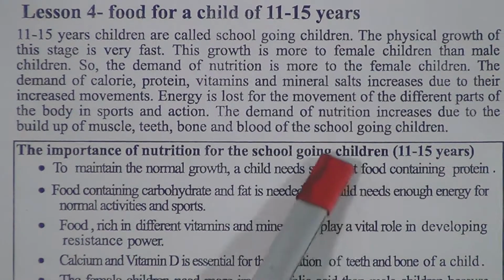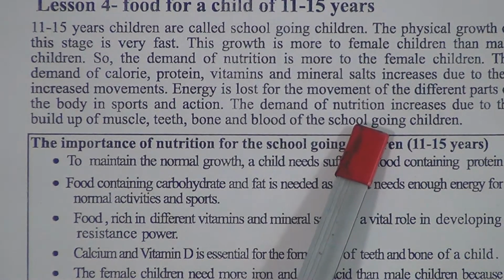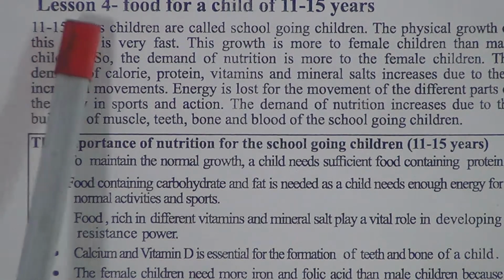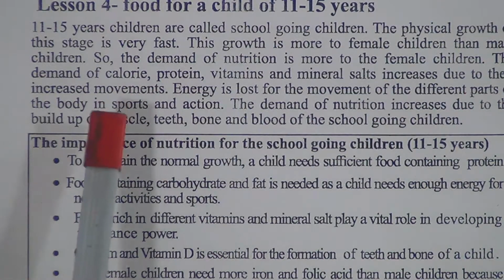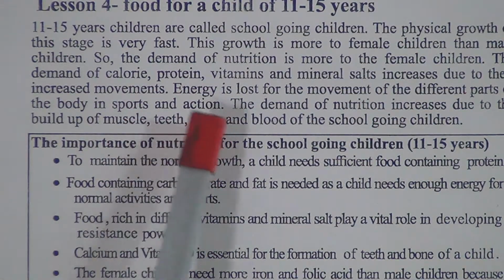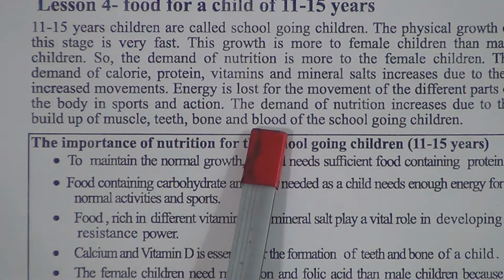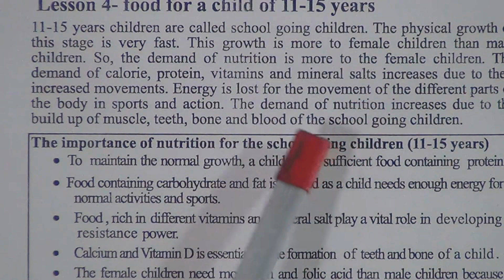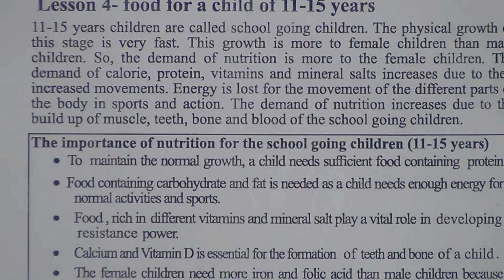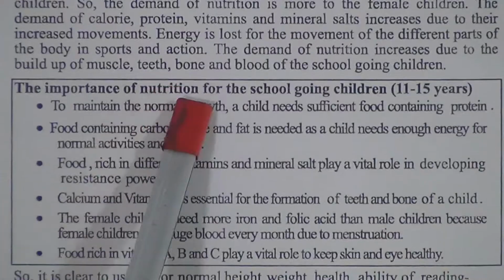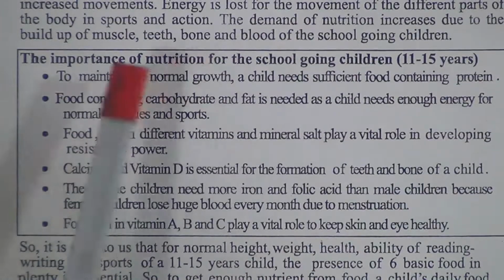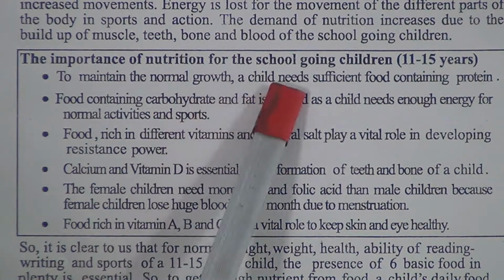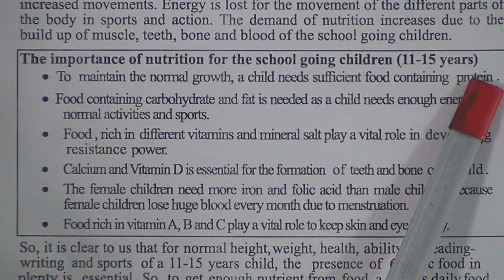So students, as you are students of class 8, you are almost in the age of 11 to 15 years. You are school-going children, so for the development of muscle, teeth, bone, and blood, you have to take nutritious food every day. Now, the importance of nutrition for school-going children of 11 to 15 years. To maintain normal growth, a child needs sufficient food containing protein.